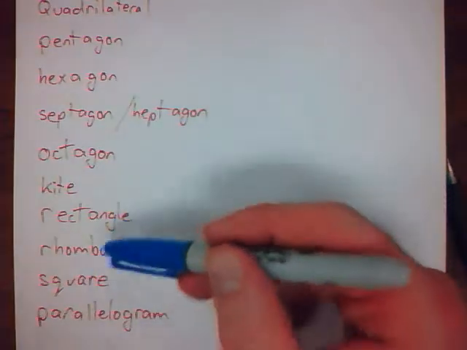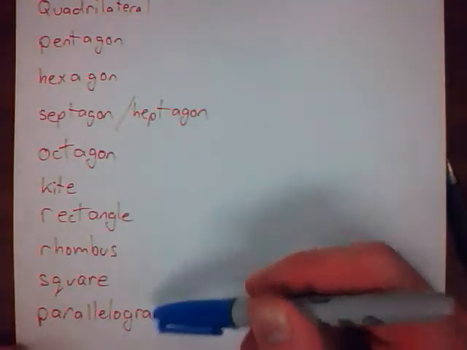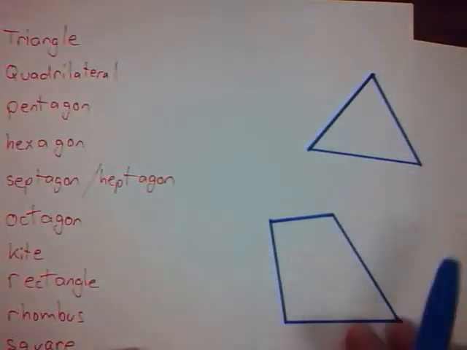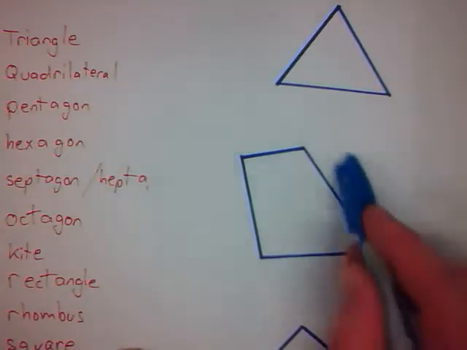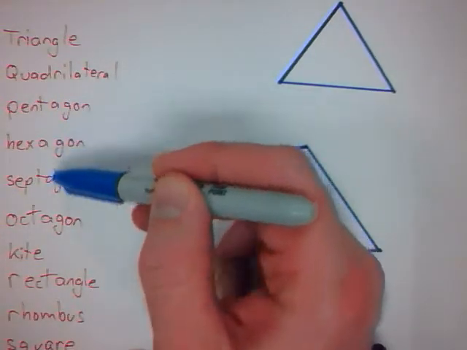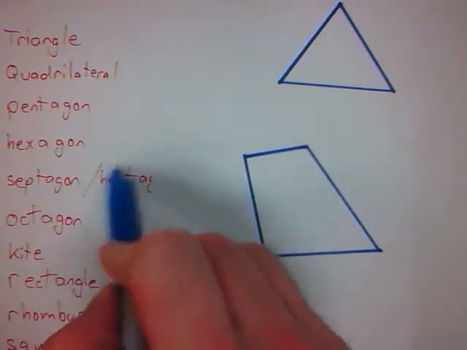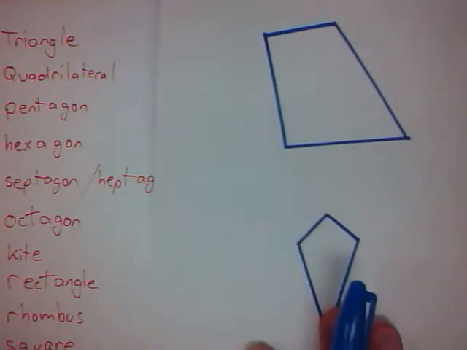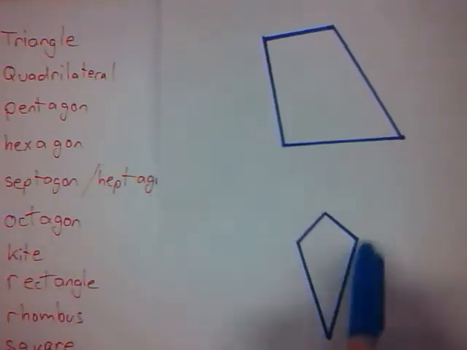The kite, the rectangle, the rhombus, the square, and the parallelogram. All of these we need to know. Some of them we've done already. Here we have the triangle, the three-sided shape. A quadrilateral, any four-sided shape. I haven't got here an example of pentagon, hexagon, septagon, heptagon, or octagon, but you can go look those up elsewhere. And a kite. This is what a kite looks like.